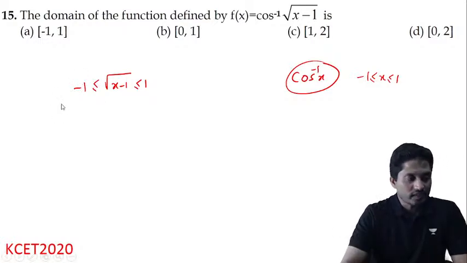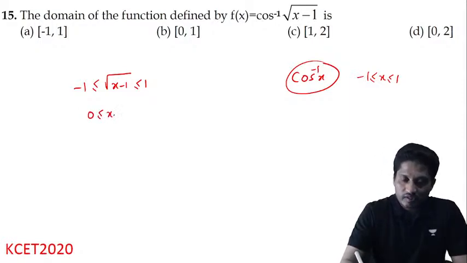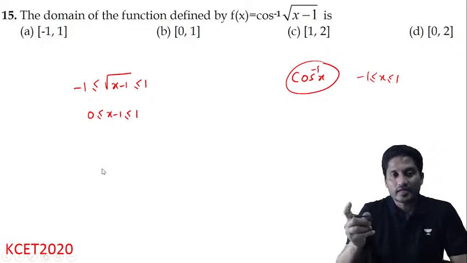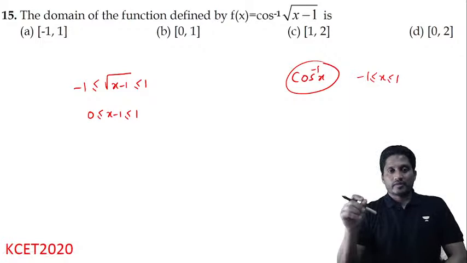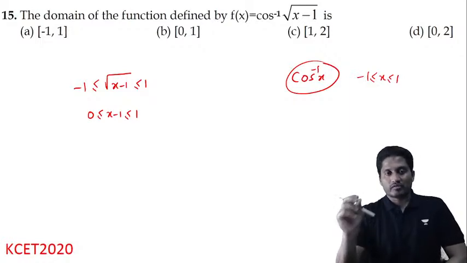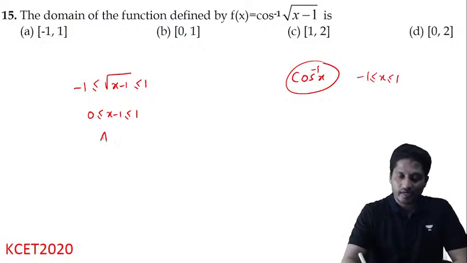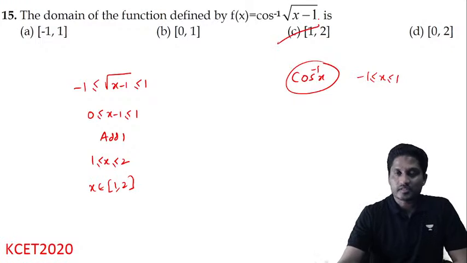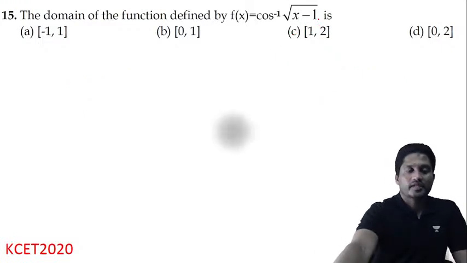If I square throughout, the minimum value of a square is 0. So 0 is less than or equal to x minus 1, which is less than or equal to 1. The minimum value of a square is 0. If you square, you get 0 less than or equal to x minus 1 less than or equal to 1. If you add 1 throughout, you get 1 is less than or equal to x less than or equal to 2. So x belongs to the closed interval 1, 2. Right, answer is option C. Let's move to the next question.